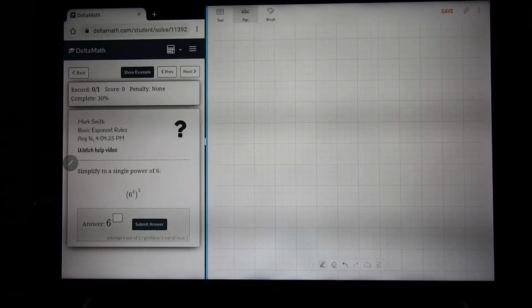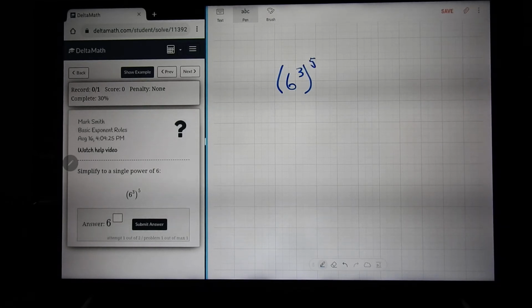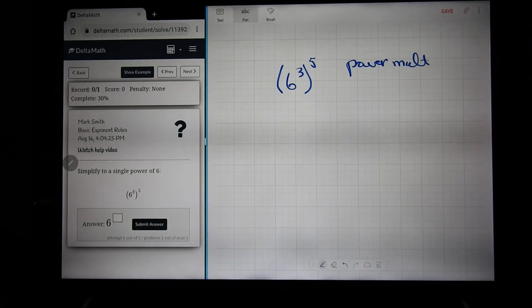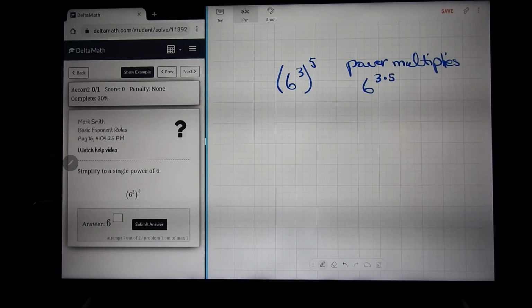This says simplify to a single power, and it's 6 to the 3rd to the 5th. So let's think about what that means. When we see a power to an exponent, the powers multiply. It gets really powerful when it looks like this. So the power 3 multiplies by 5, which is 6 to the 15th.